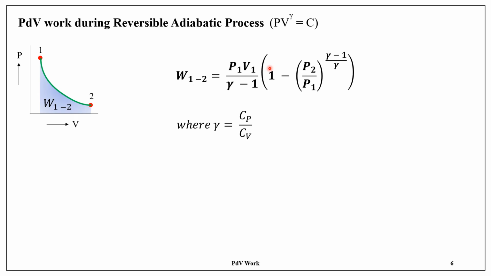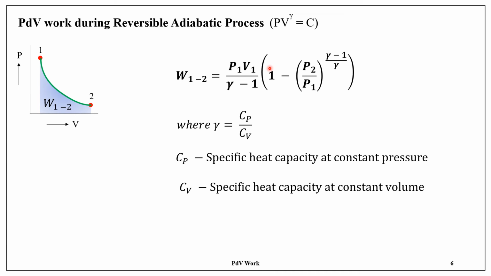And what is this gamma? Gamma is equal to Cp by Cv. What is the Cp? It's a specific heat capacity at constant pressure. Cv is the specific heat capacity at constant volume.